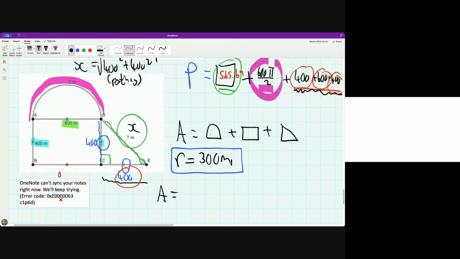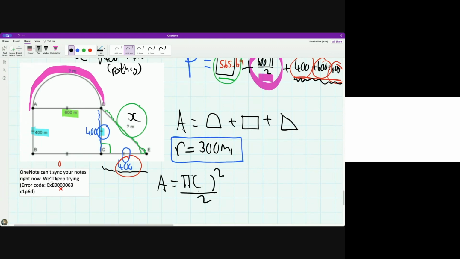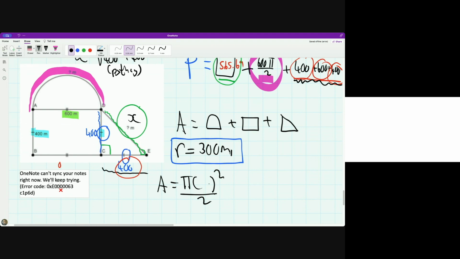Okay, so what about this first bit? I think it's pi r squared divided by 2. And look how nicely it fits if I just leave a space there. But the radius is 300. So that takes care of that bit. Now you need to find me the next two parts and then give me a final answer.